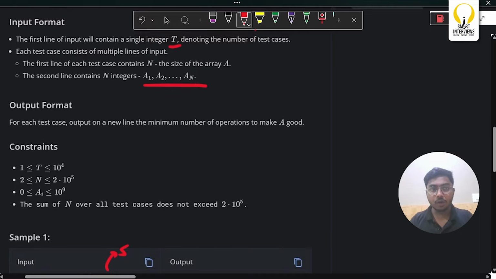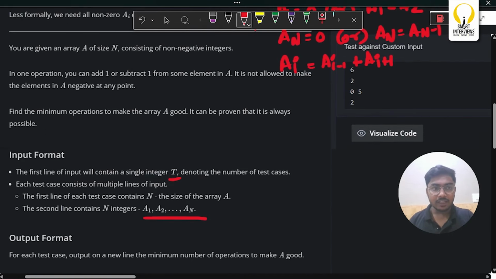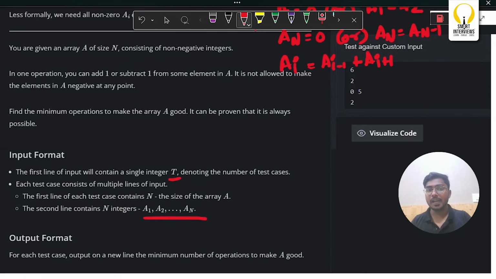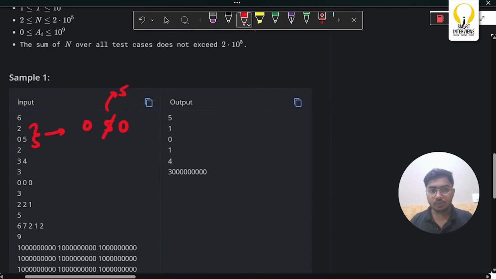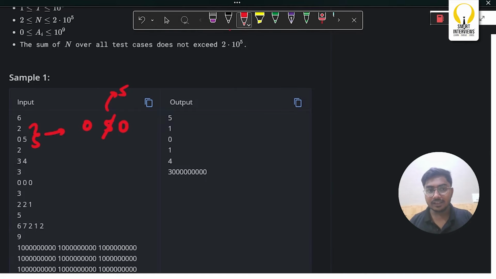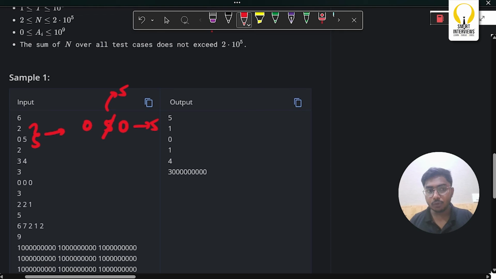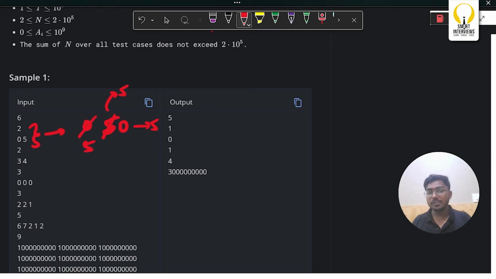If you remember, in one operation either we can add 1 to the current element or we can subtract 1, but at no moment should an element go negative. So either I can make this 5 a 0, and I will take 5 operations, or if I don't want to do so, 5 will stay here and I will change this 0 to 5. In that case as well, the operations are going to be 5. That's why the output is 5 here.